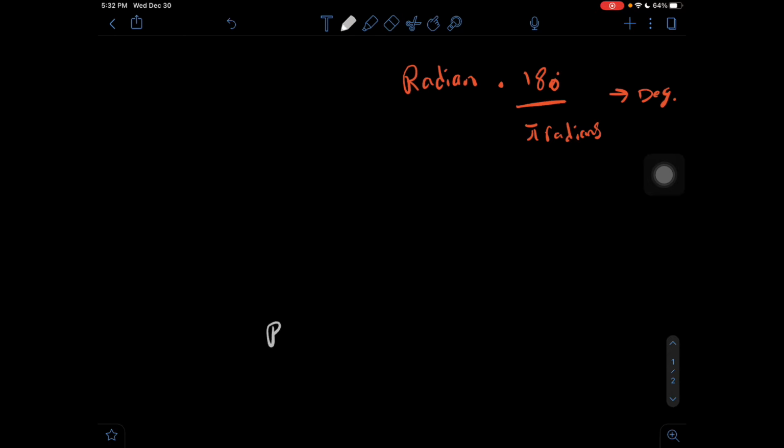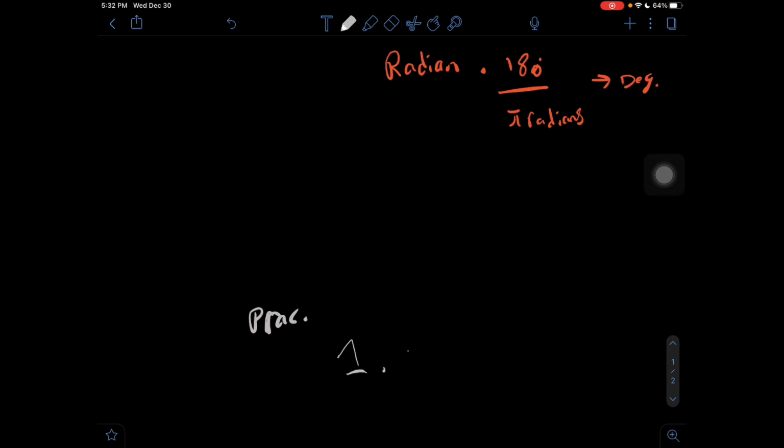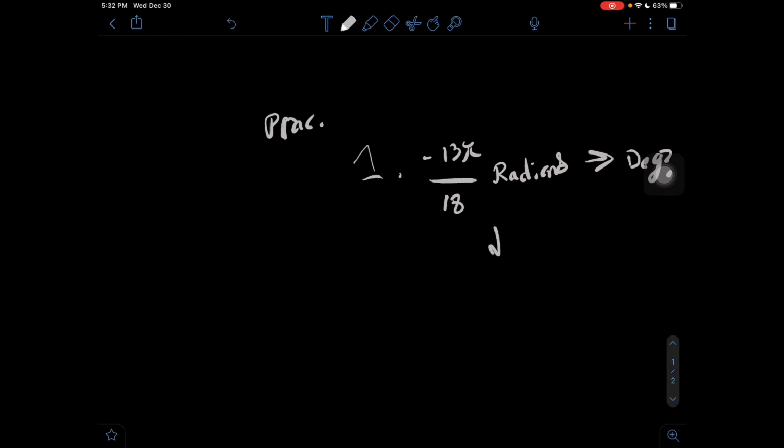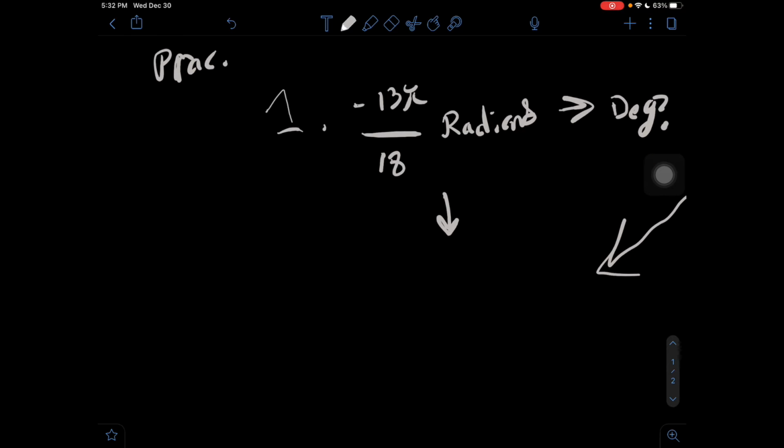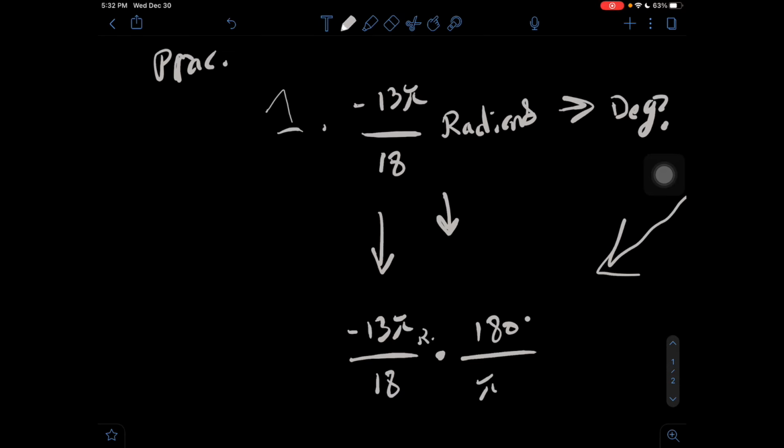So our first practice problem is where we are given negative 13 pi over 18 radians, and we have to convert this into degrees. To do this, we're going to use the formula we wrote out up top, which was first our radians, and our radian was negative 13 pi over 18, times 180 degrees over pi radians. So that's going to be a radian here and a radian here.